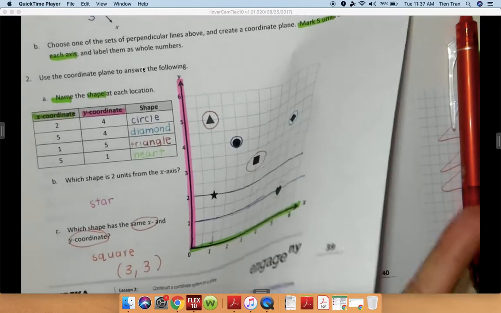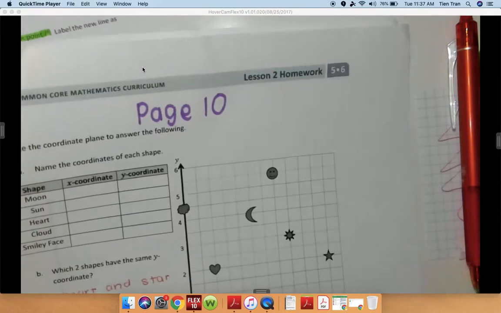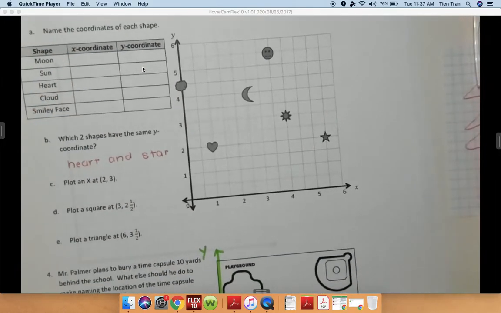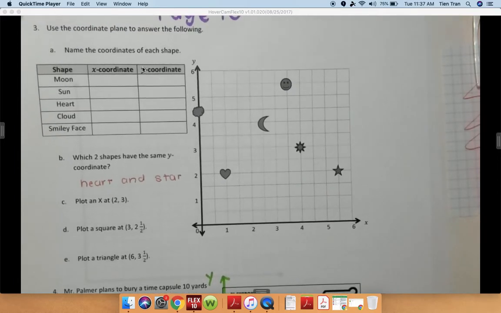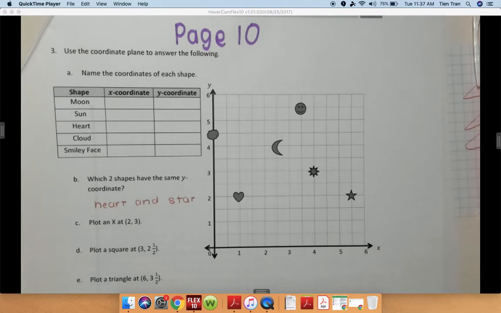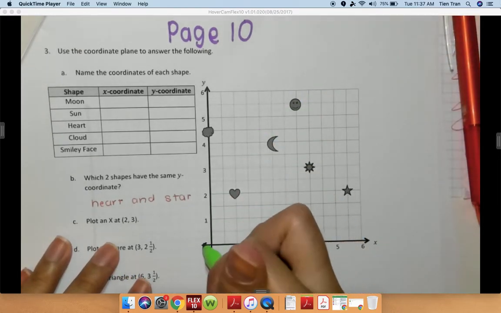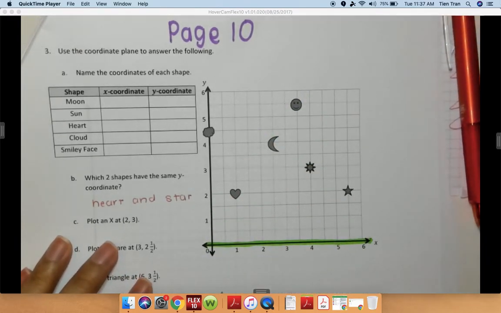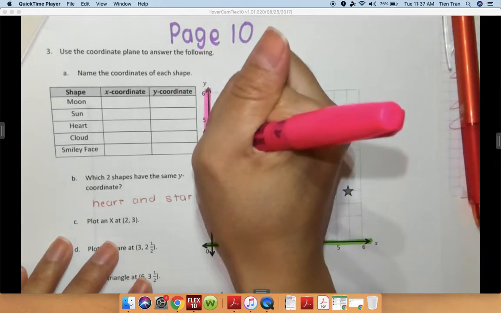Now I am going to turn the page. And we are on page 10. For page 10, the first question asks me to use the coordinate plane to answer the following questions. So I'm going to make sure that I highlight my coordinate plane again because that helps me visually to see where things are.